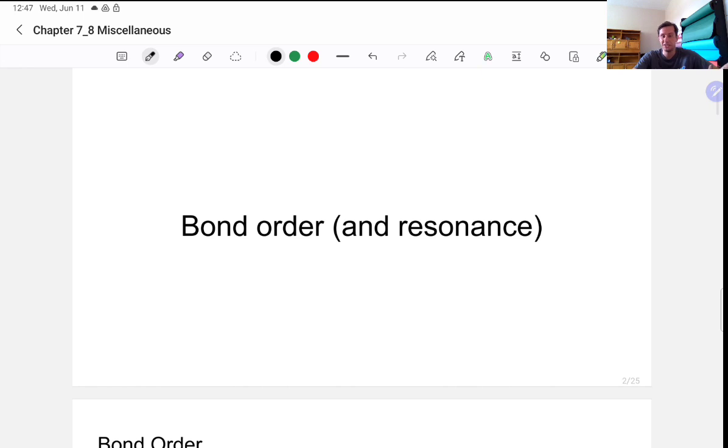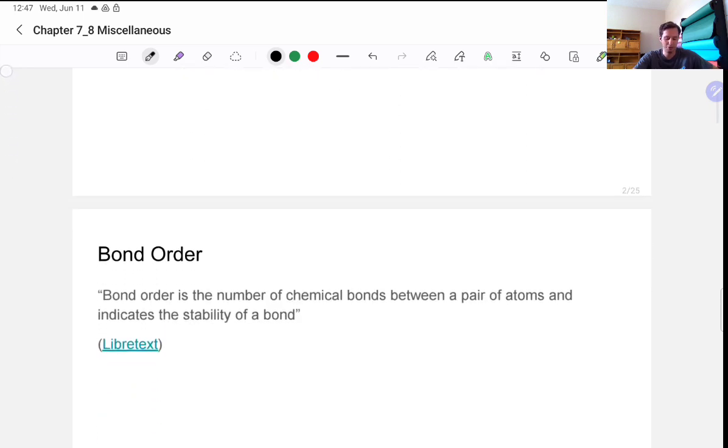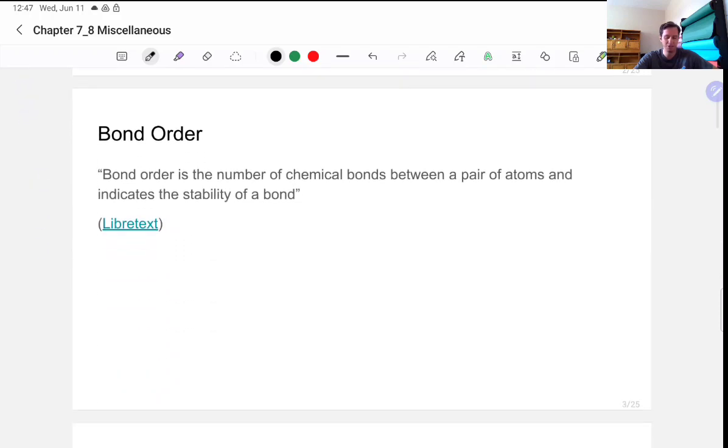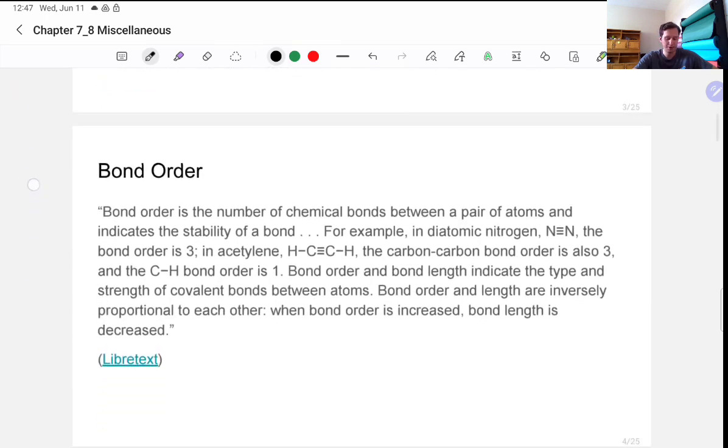So the first thing is bond order and its implication for resonance. Now, bond order is just the number of chemical bonds between a pair of atoms. And that sounds like it might be complicated. It's really not.